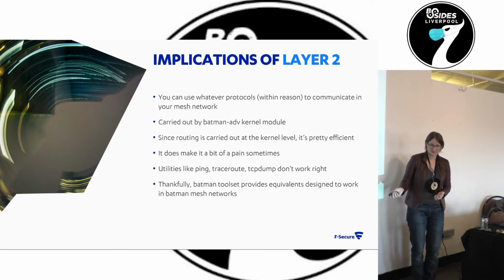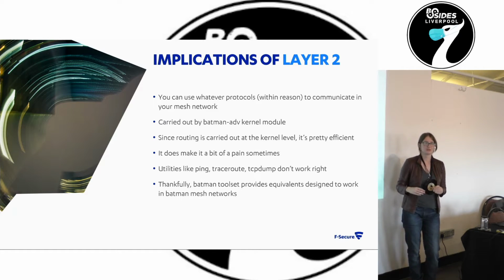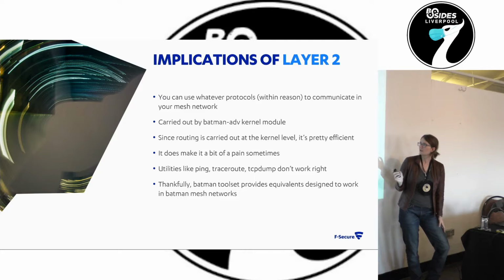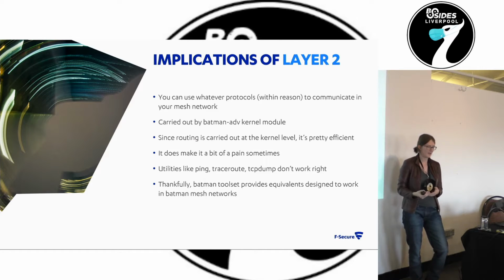So the implications of doing it at layer 2, you can, within reason, use lots of other protocols that sit above it. You don't really have to worry about writing special software to transfer data in a Batman mesh network. You can just do it. It's carried out in Linux by the batman-adv kernel module. That actually makes it kind of more efficient because everything's being handled by the kernel. You don't have to read and write to user land on Linux. So it makes it a lot faster, which is quite good if you've got a mesh network where you actually care about the speed at which data gets transferred.